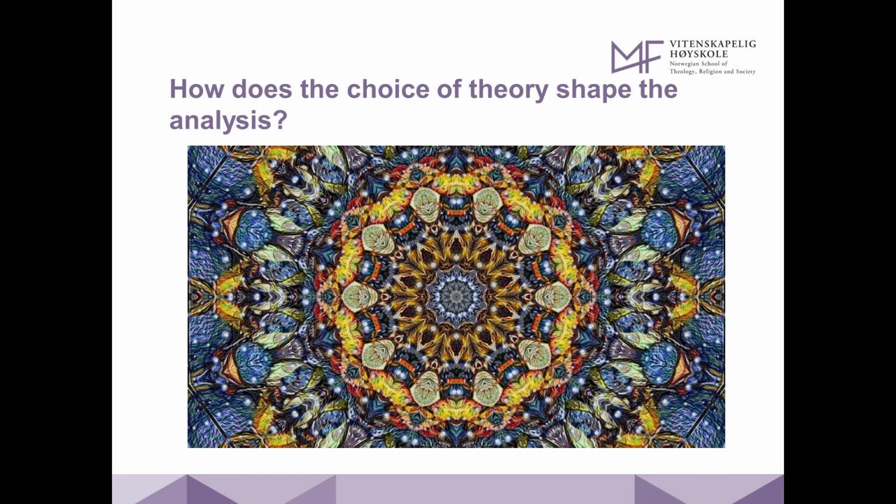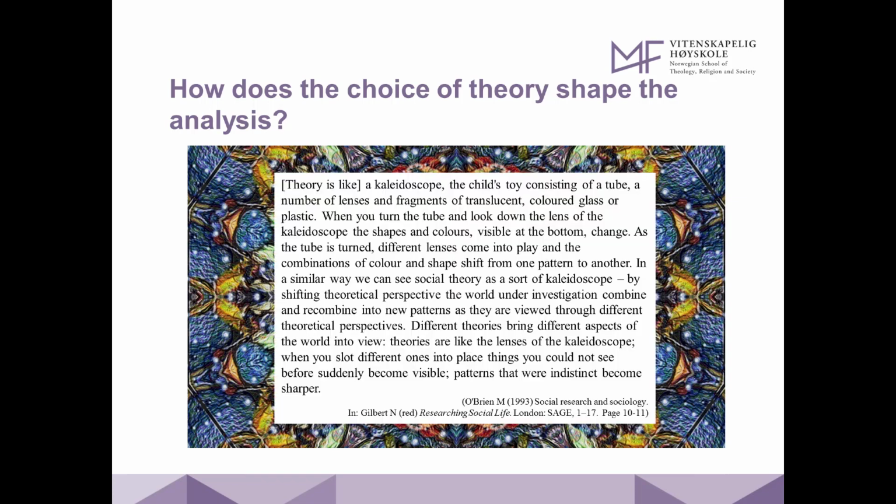I like to think of theory using the metaphor of a kaleidoscope. I'm sure you might be familiar with this kind of toy where you have different cylinders and you can move them, and depending on how you move them, the reality that you see through this kaleidoscope will look slightly different. There's a nice quote that likens theory to a kaleidoscope, where the author says that theory is like a kaleidoscope, the child's toy consisting of a tube, a number of lenses, and fragments of translucent colored glass or plastic. When you turn the tube and look down the lens of the kaleidoscope, the shapes and colors visible at the bottom change. As the tube is turned, different lenses come into play and the combinations of color and shape shift from one pattern to another.